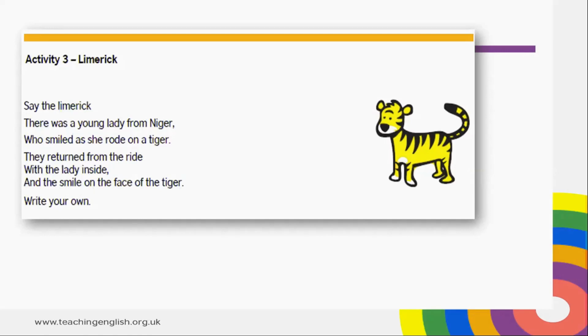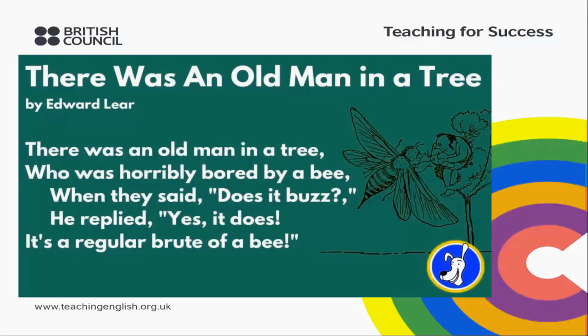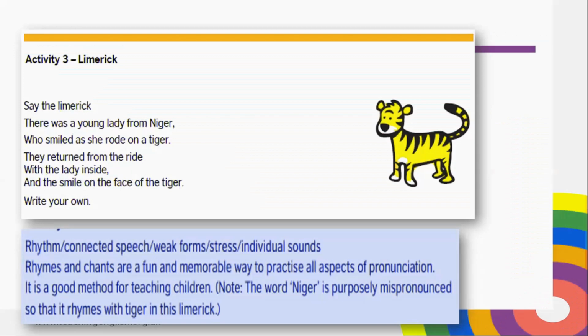Like here, there was a young lady from Niger who smiled as she rode a tiger. They returned from the ride with the lady inside and the smile on the face of the tiger. We use such activity to teach students rhythm, connected speech, stress, weak forms, individual sounds. Okay, let's try together.